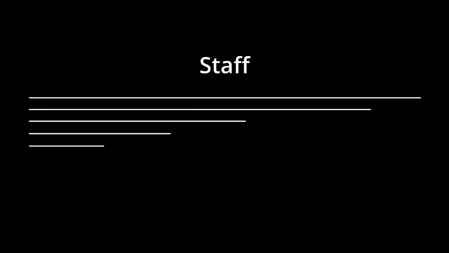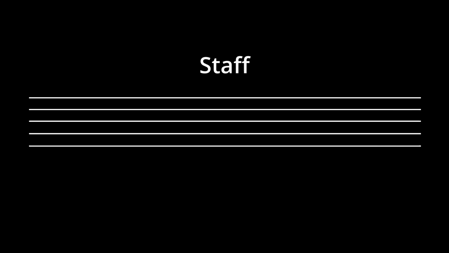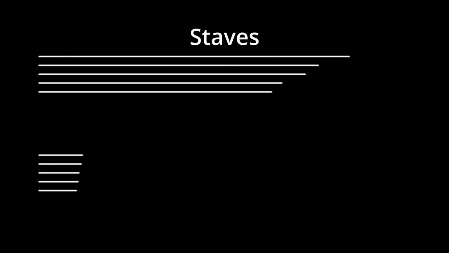So let's begin with the background upon which every song is painted. It is called the staff. The staff is made up of 5 horizontal lines. You can think of it as a ladder on which the voice either ascends or descends. The plural of staff is staves.